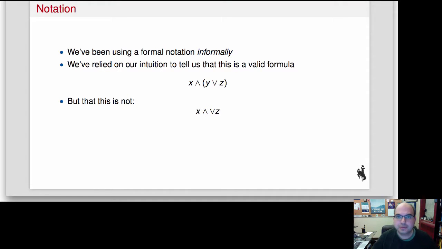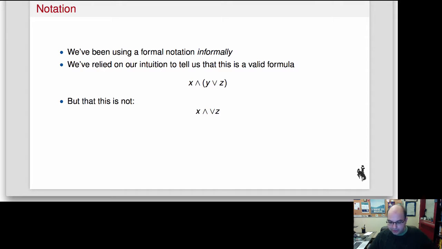So I want to end this module by talking a little bit about notation, which I know is everybody's favorite topic, but it's important for us. Okay, so one of the things that we've been doing is it's kind of strange, but we've been using a formal notation informally, right? And here's what I mean by that. We're using a formal notation. It has ands and ors and implies, and with parentheses, and we've been very careful. But I haven't really told you what the rules are about the notation at all.